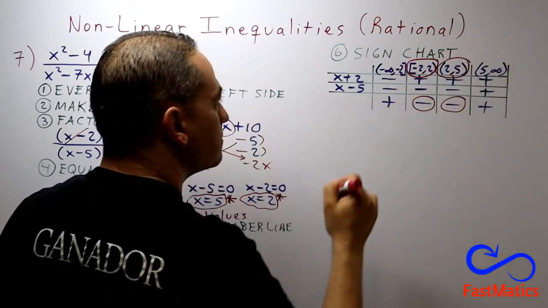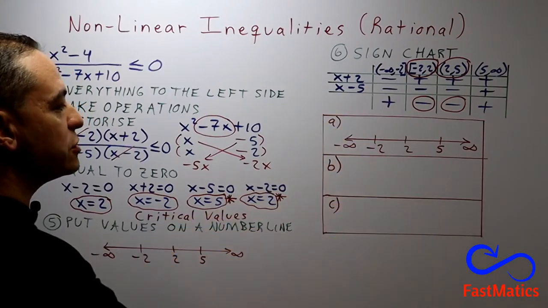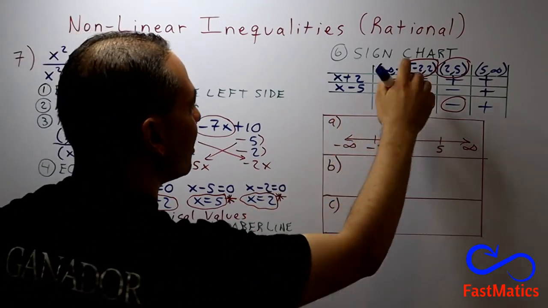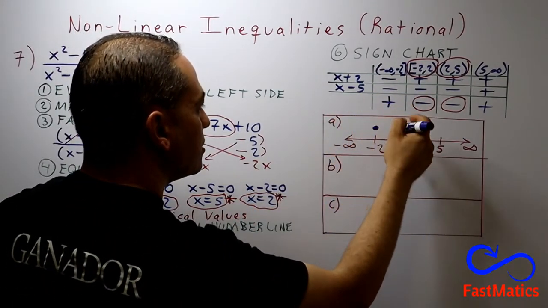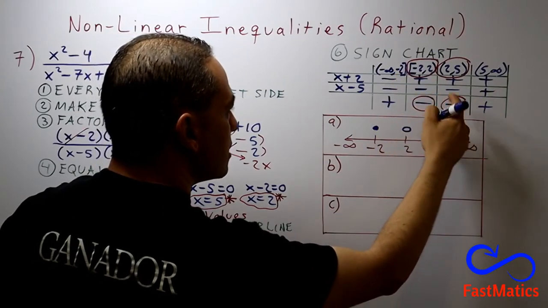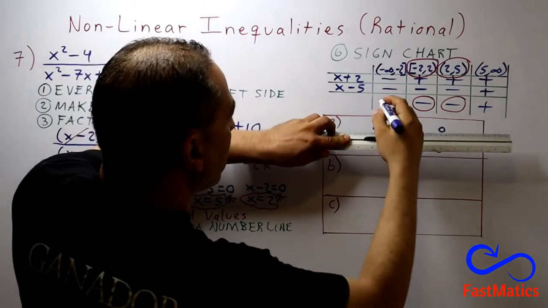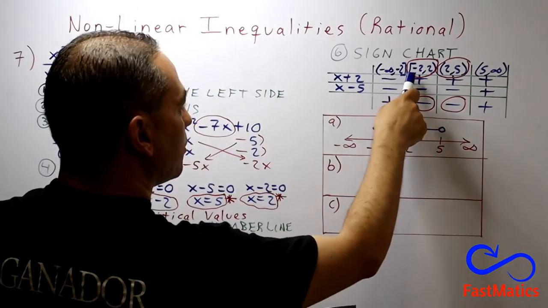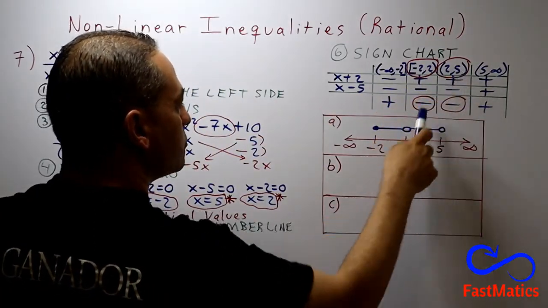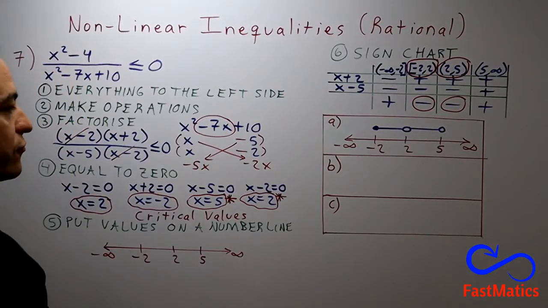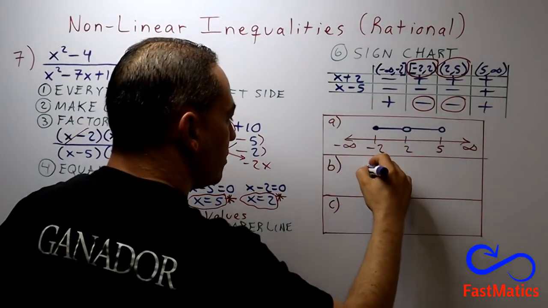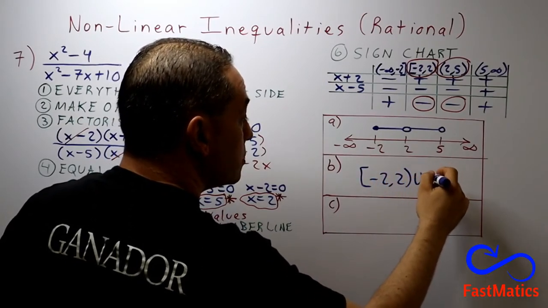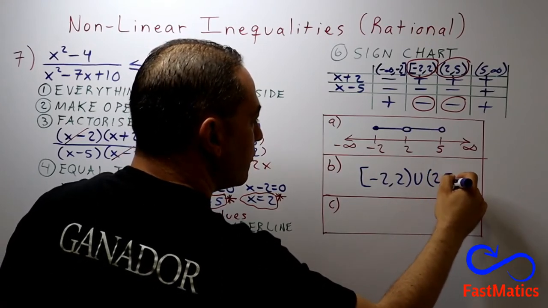Here and here. Then there are 3 ways of writing the same answer. On the number line, if you have brackets, you put a dot. If you have parentheses, you put a circle. From negative 2 to 2 and from 2 to 5. Another way of writing that, you copy the intervals from negative 2 to 2 and you put the union with 2 to 5.